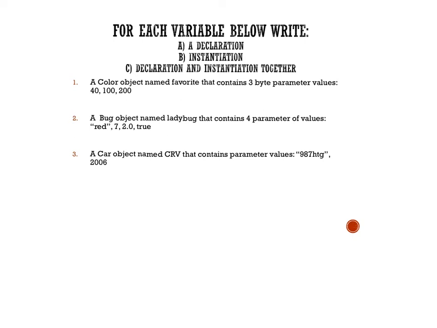First, I'm going to start with number 2, because this one looks a little bit different. I see that I have a bug object named Ladybug. That tells me what my declaration should be. Remember, my declaration is my object type, which is bug, and then my name or identifier, which in this case is Ladybug. So there's my declaration right there.